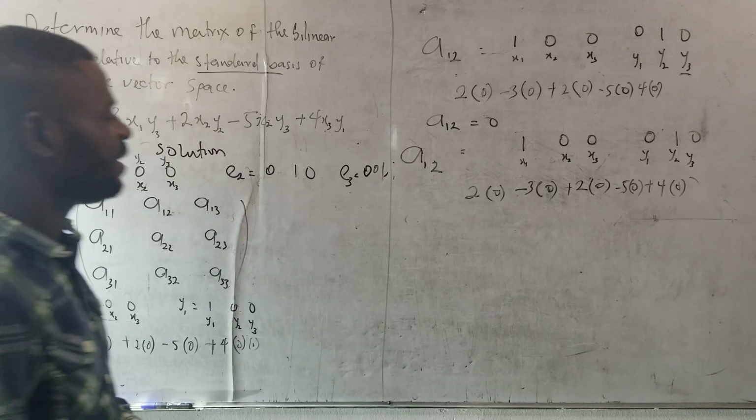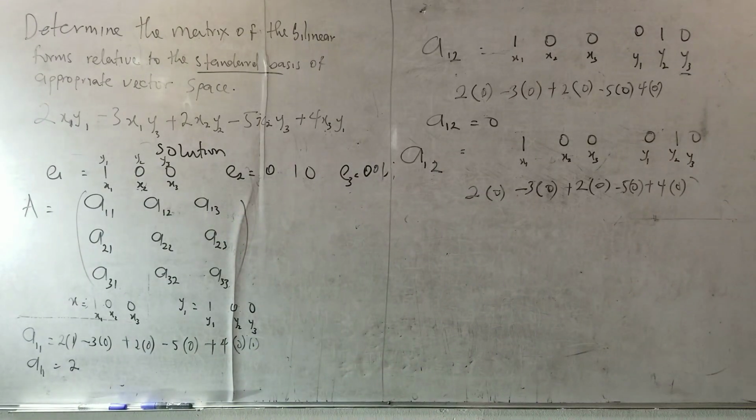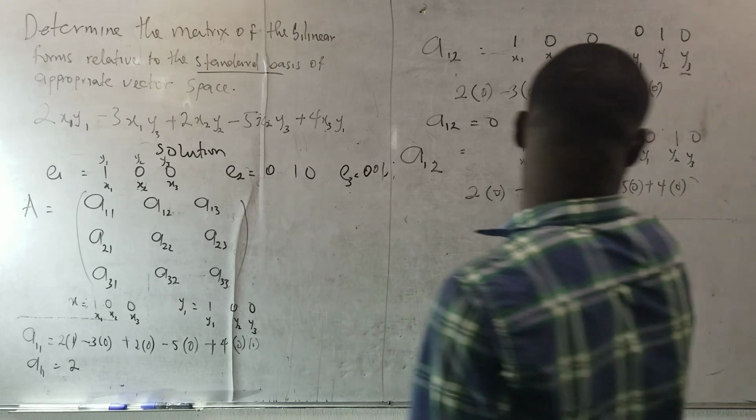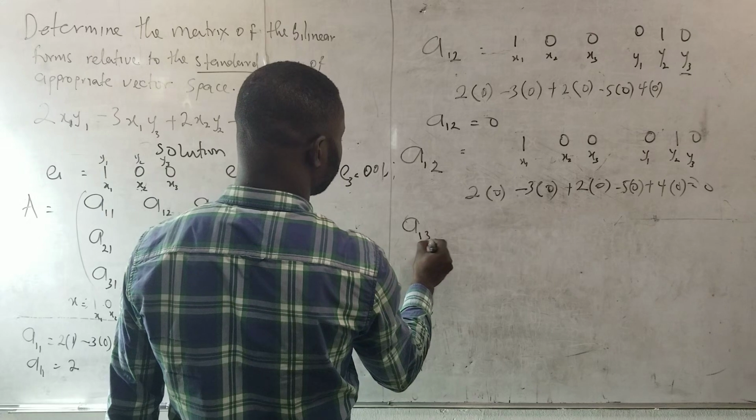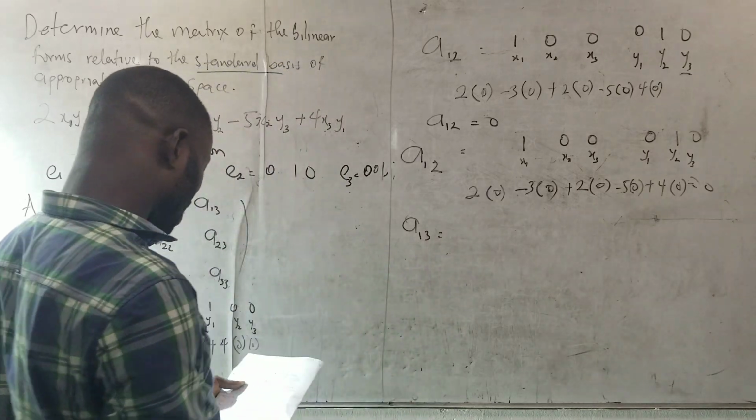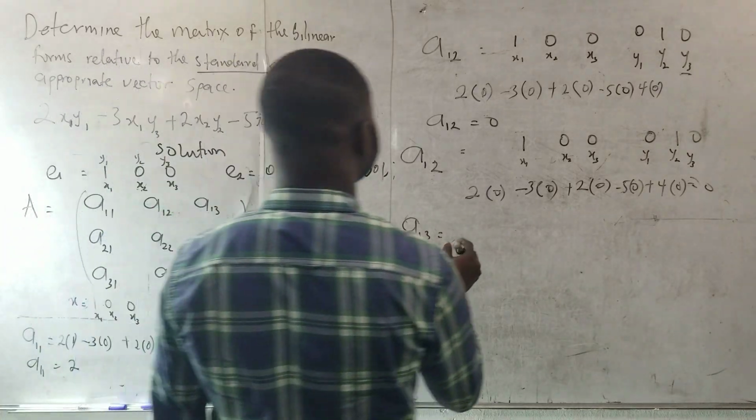Oh my God, the first one is correct. Okay, it's 0. I think I repeated myself. This is going to be 0. Sorry about that. Okay, the next one is a13, which I've done earlier. Let me redo it again.